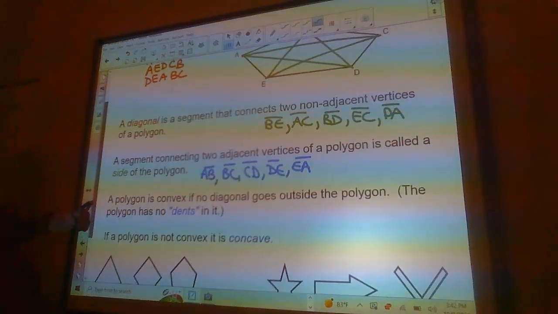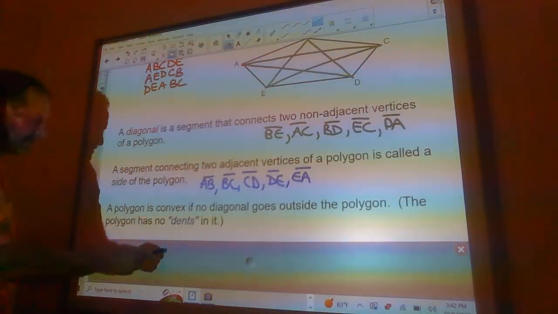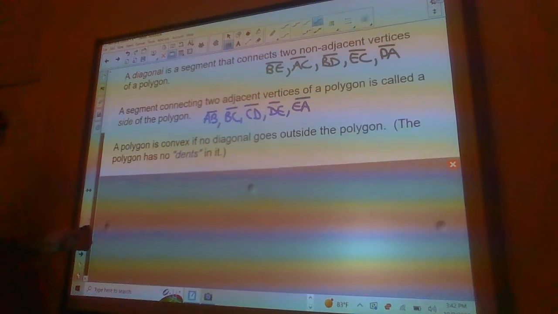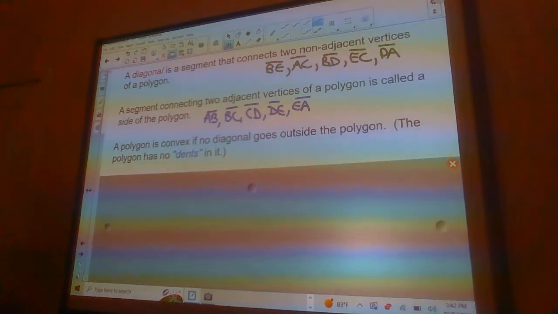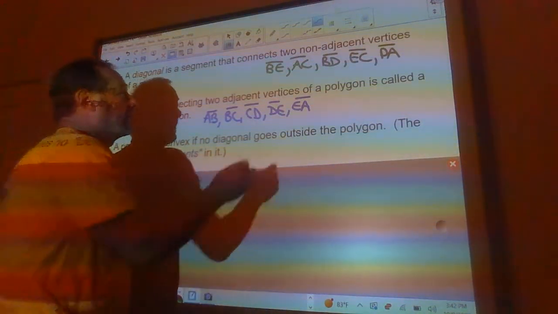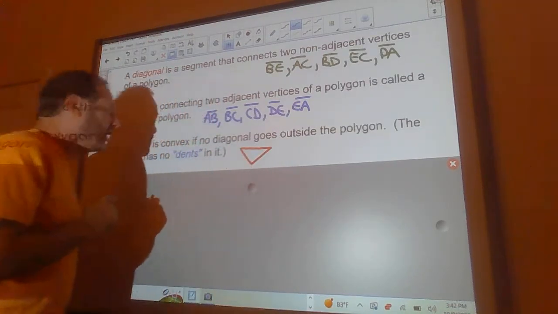A polygon is called convex if no diagonal goes outside the polygon. Or you can say the polygon has no dents in it. Okay, so a triangle is always convex.